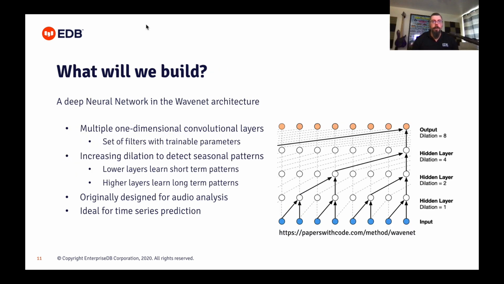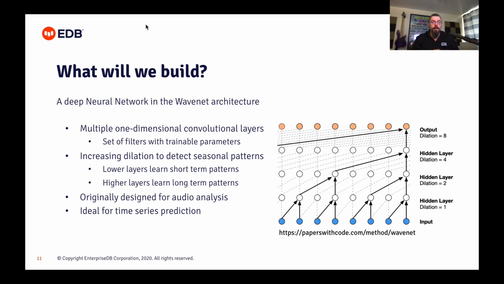So let's look at what we're actually going to build here. We're going to create a deep neural network in the WaveNet architecture. Multiple one-dimensional convolutional layers will be added to the model. Now, a layer here is basically a set of neurons, each of which is essentially a filter with trainable parameters, weights and biases that will be adjusted as we learn the data.